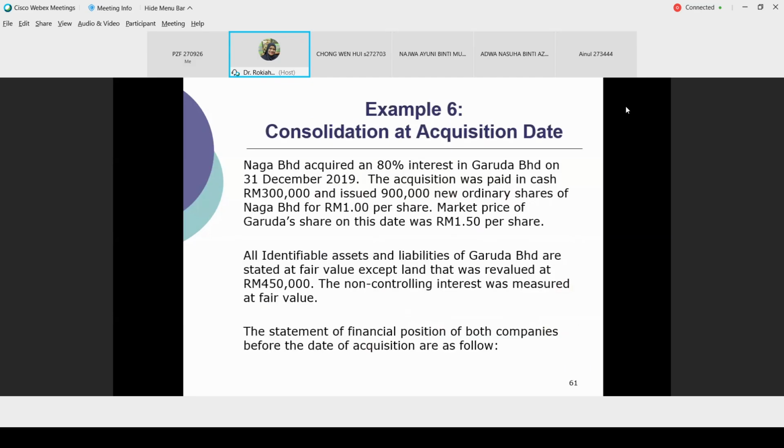Now we're going to look at example 6. Hopefully, wow, we only have a few minutes. Just try to proceed with this one. Example 6: we have acquired 80% interest in Garuda. The acquisition was paid in cash 300 and issue of 900 ordinary shares.